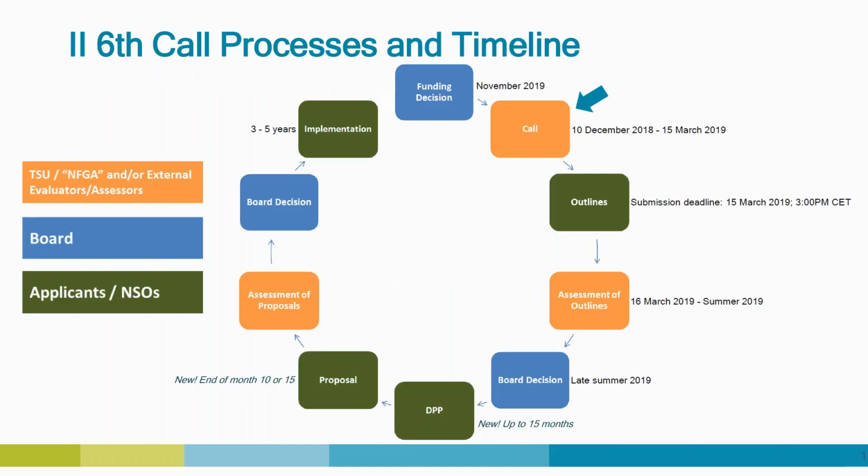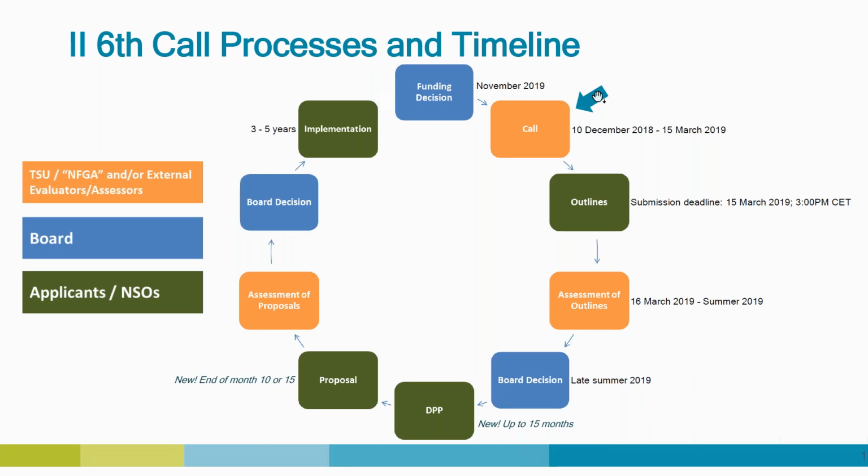So, moving on, let's take a look at the overall processes and timeline of the 6th call of the NAMA facility. As observed, the process is sequenced, and each stage of the process is conducted by one of the respective actors labeled on the left-hand side. The arrow indicates the stage that we are currently in, the 6th call. As Janka mentioned, the 6th call was announced and launched by the donors at the past COP24 in Poland. The call is now open and will close on March 15 at 3 p.m. Central European Time. All the relevant documents for this stage are also available on the website of the NAMA facility.